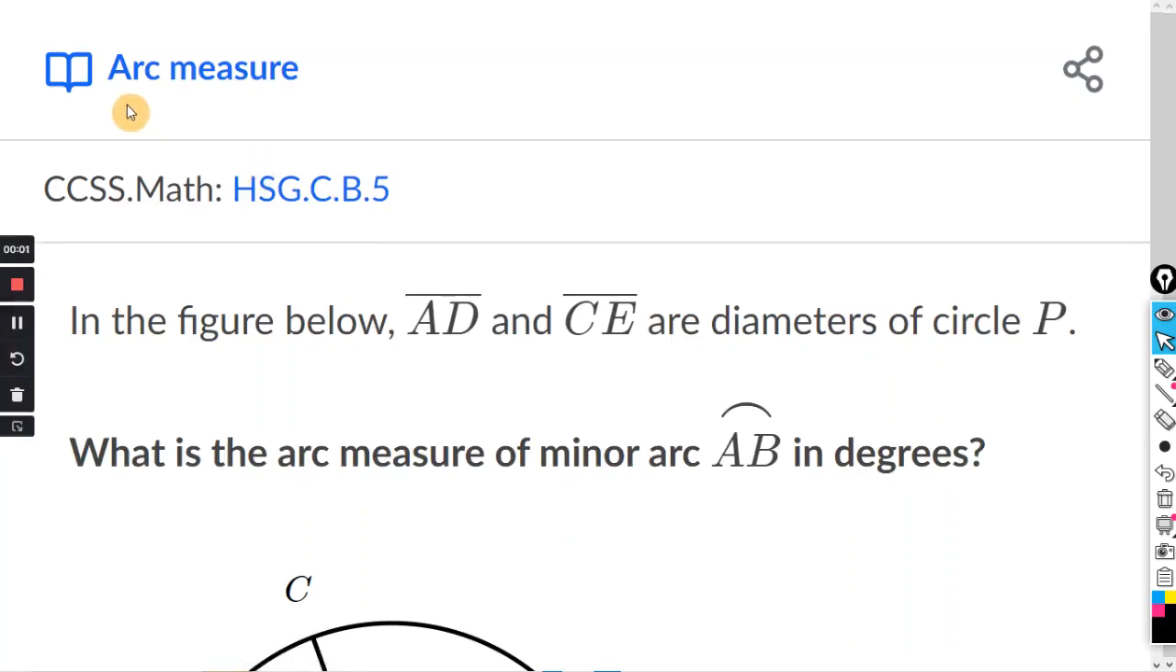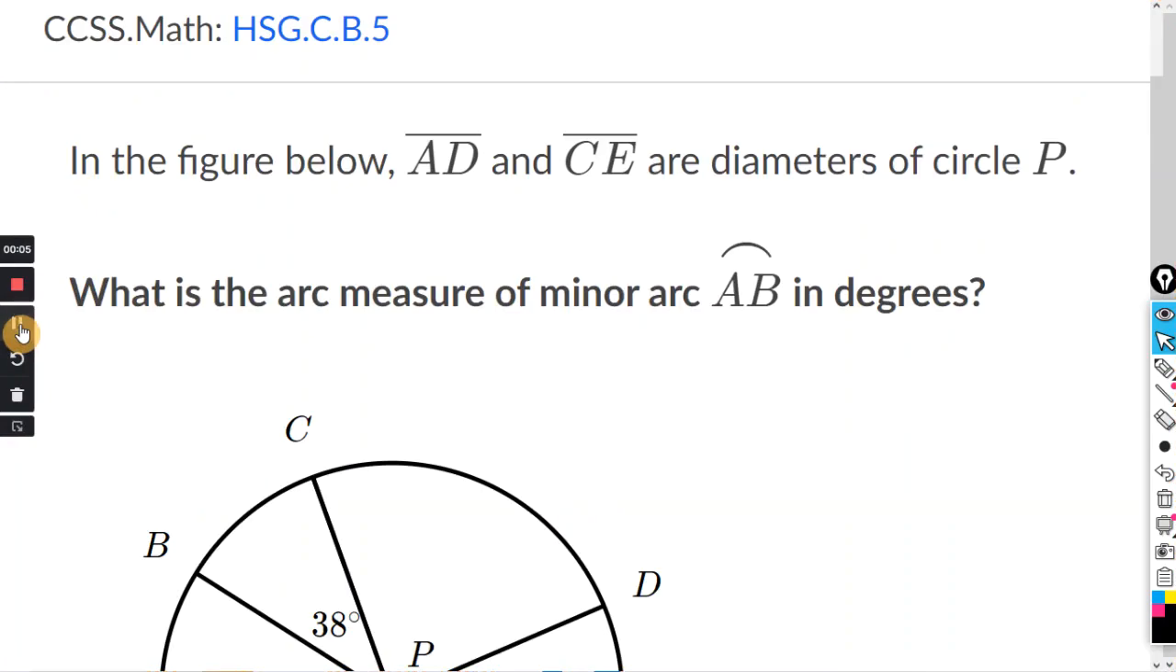This will be for the arc measure exercise. It says in the figure below, AD and CE are diameters of circle P. What is the arc measure of minor arc AB in degrees? All right, let's take a look.